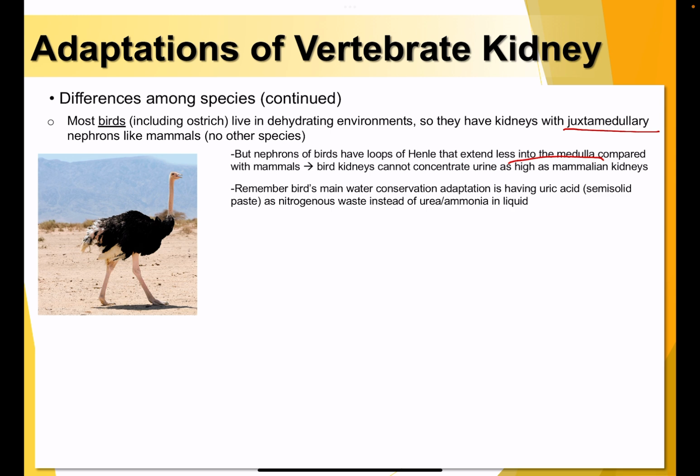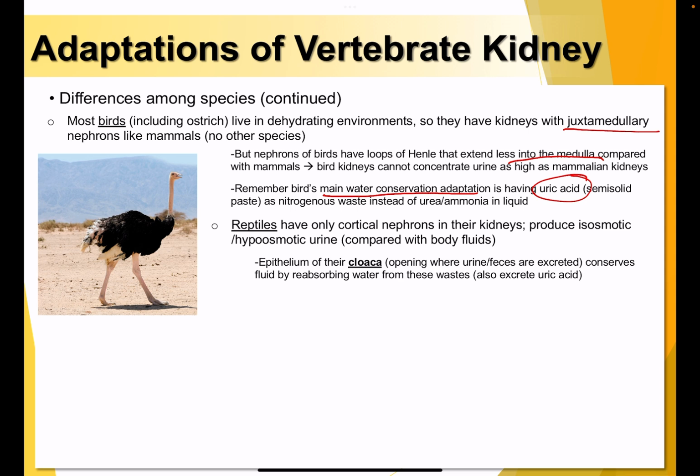Remember, the bird's main water conservation adaptation is having uric acid as its metabolite or nitrogenous waste. So that means they don't need to eliminate urea in liquid form. They relieve their uric acid in that semi-pasty form, in solid form, so that they can conserve as much water as possible. So it's okay that their loop of Henle doesn't absorb as much water. There's this other adaptation that backs it up.